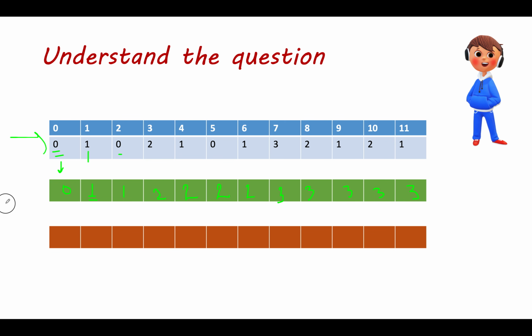I hope you understood the logic of finding out the next higher bar on its left, and we are able to achieve that in time complexity of order of n, and we are also using an extra space of the same size, order of n. Let's try to find out the next higher bar with respect to the current bar on its right.